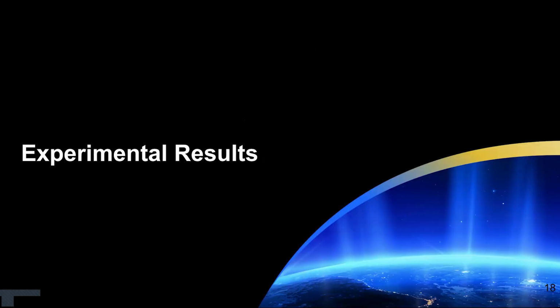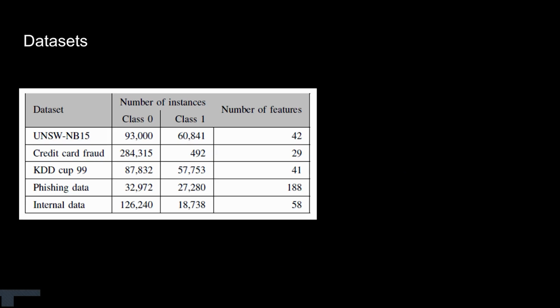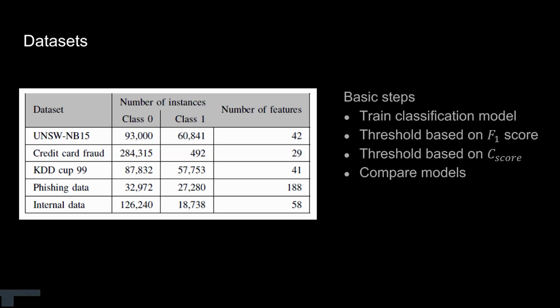Okay, so I'll quickly go over the results. We experimented with 5 different data sets. For each of the data sets, these are all binary, we trained binary classifiers on them. And the goal here is not to train the best model, but just to get a reasonable model so that we could compare F1 score with C-score.